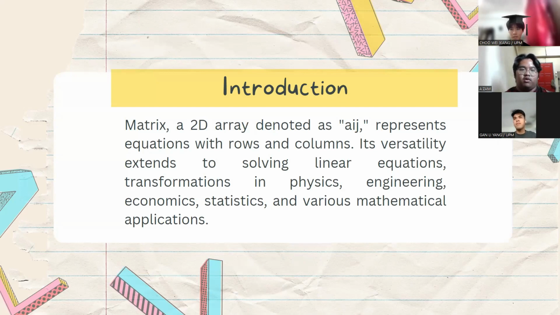Before we move on, we need to know what a matrix is. A matrix is a 2D array denoted as A, i, j, which represents equations with rows and columns. A is for equation, i is for rows, and j is for columns. It is very versatile. It could solve linear equations and transformations in physics, engineering, economics, statistics, and various mathematical applications.